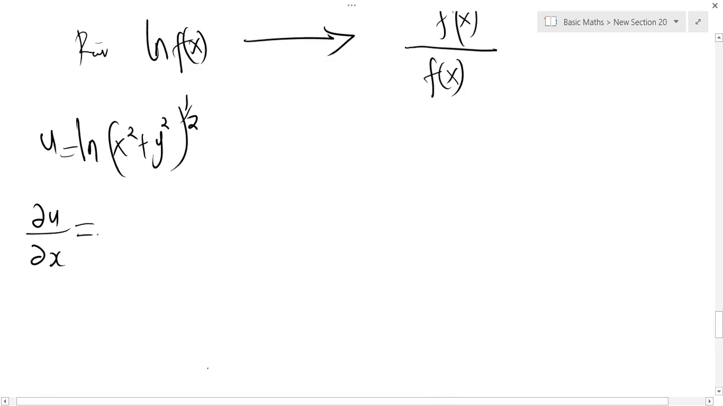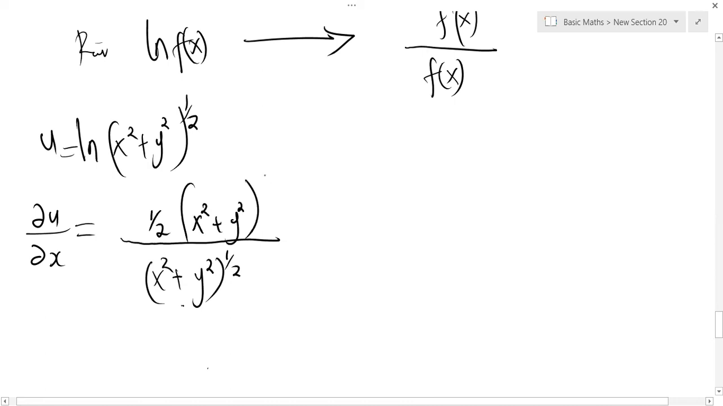Now let's evaluate del u del x, differentiating this function with respect to x. We are first of all going to write the whole function on the denominator, x squared plus y squared raised to power a half. Then on the numerator, we're going to use chain rule to differentiate. Using the shortcut chain rule, we will have a half into x squared plus y squared raised to power a half minus 1. Multiply this by derivative of what is inside, which is x squared plus y squared. If you differentiate this with respect to x, you get 2x, and this gives you 0.